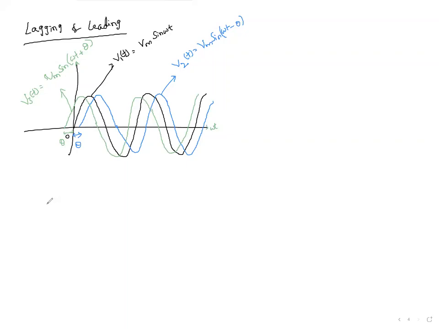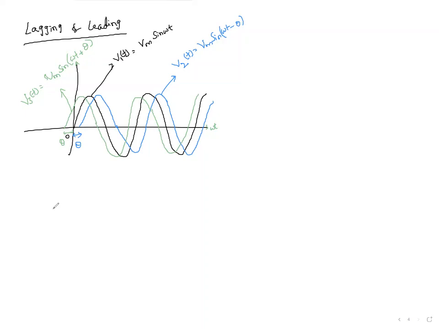Now you tell me which one is leading, which one is lagging. V3 is leading. Okay. So if you want to say that one signal is leading or lagging, definitely you need a reference. Otherwise, you can't tell that. You are telling V3 of t is leading with respect to V1 of t.